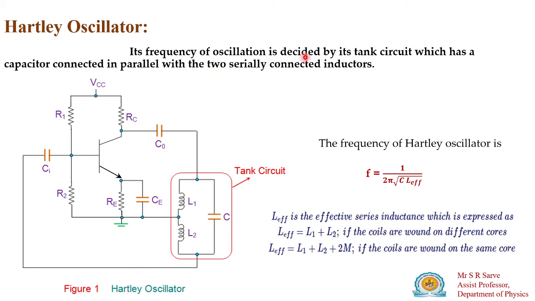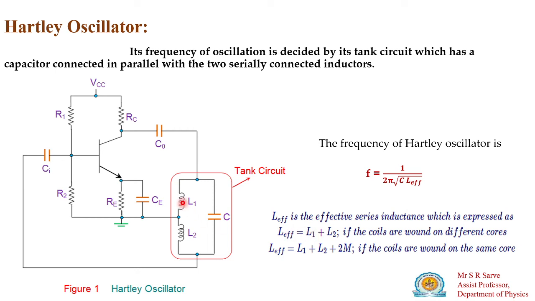So the frequency of oscillation here: the current will oscillate in this circuit, and the frequency of oscillation is given by 1 upon 2π times the capacitance, the value of this capacitance, multiplied by the effective inductance. So how will you calculate the effective inductance?